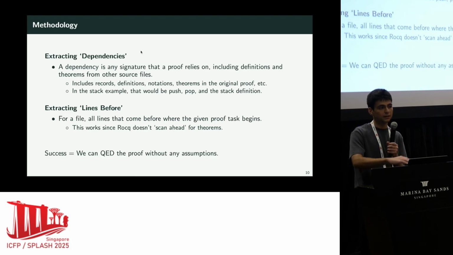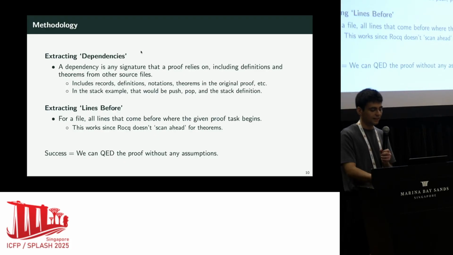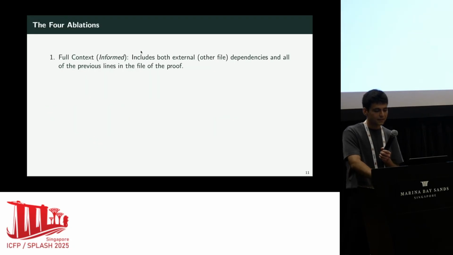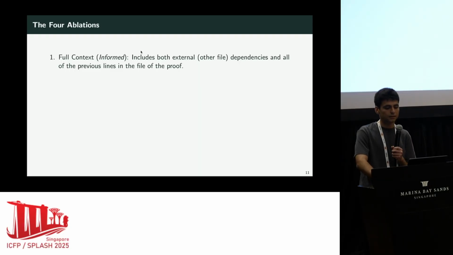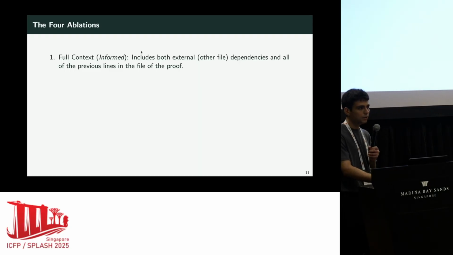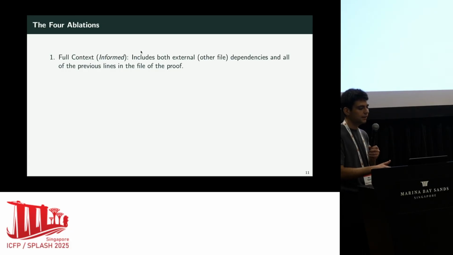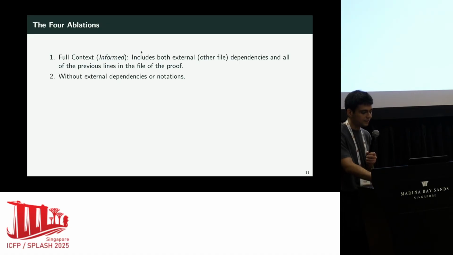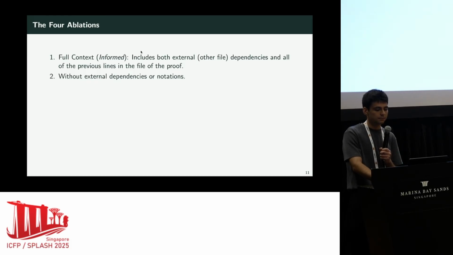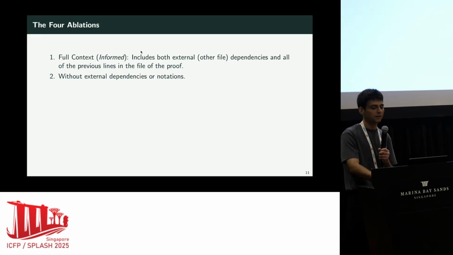as if you can write QED at the end of the file without using any assumptions or cheats, basically like admitted. Okay. So we also have 4 different evaluations. So we have full context informed. This mode includes both external, which is other file dependencies, and all of the previous lines in the file of the proof. Another evaluation we have is no external dependencies or notations, but this one includes all of the lines that come before in the file.